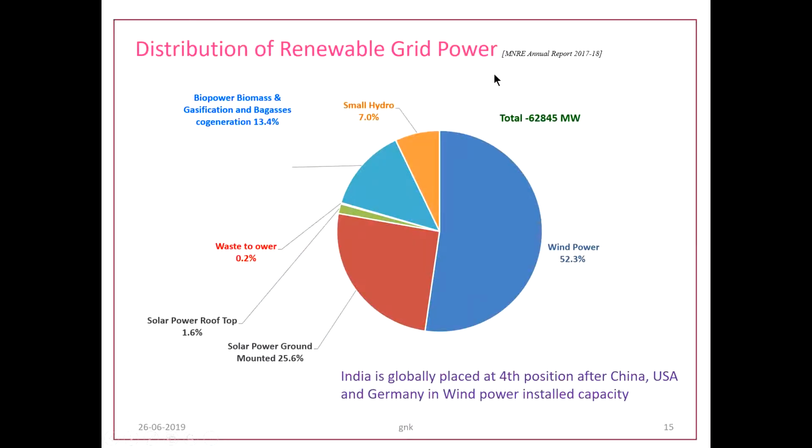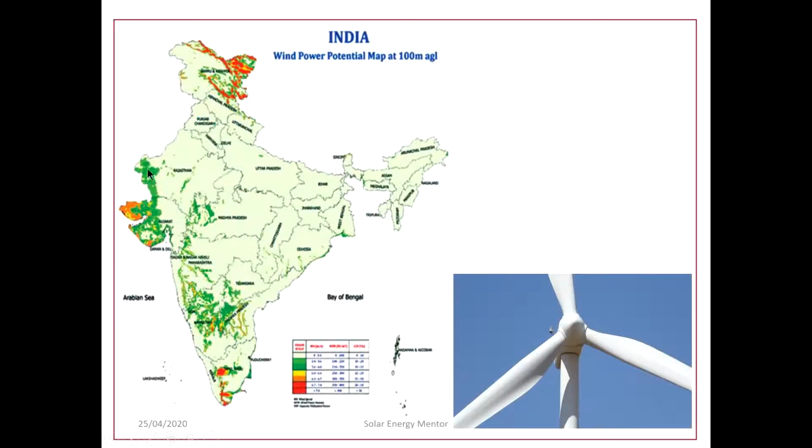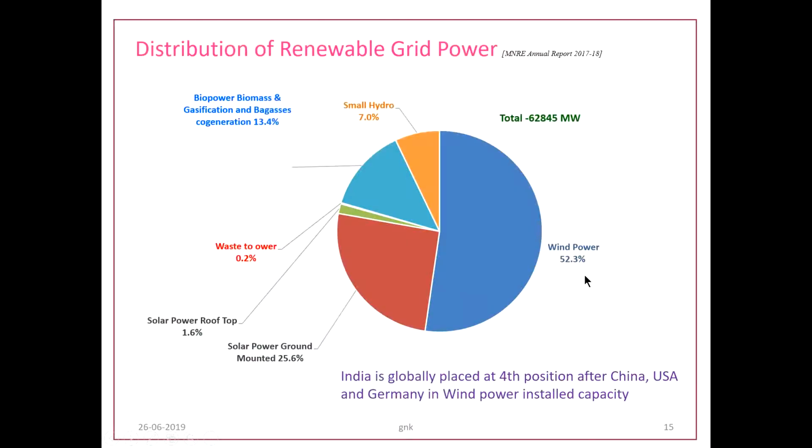We can see the distribution of renewable grid power here. Among the renewable grid power, wind contributes 52.3%. Here you can see hundreds and hundreds of machines of megawatt level installed at these wind farms. These generate 52.3% of the power. So currently, among the contribution of renewable grid power, wind power is the major contributor in India. India is globally placed at the fourth position in wind power generation after China, USA and Germany.